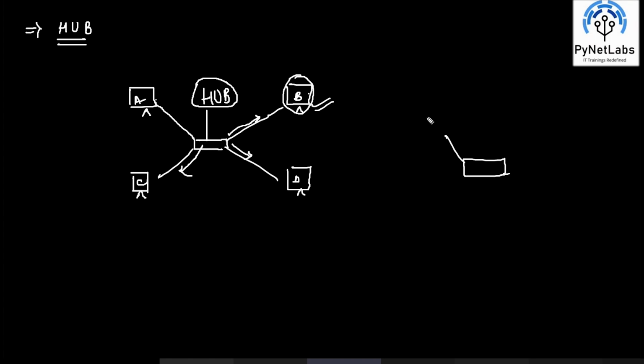If the message is supposed to be delivered to a PC, let's say PC B, then it will only go to PC B, not to C or D. And if B replies, it will only go to PC A and not to any other PC. So this was an introduction about hub. We will not discuss it much since it is no longer in use.